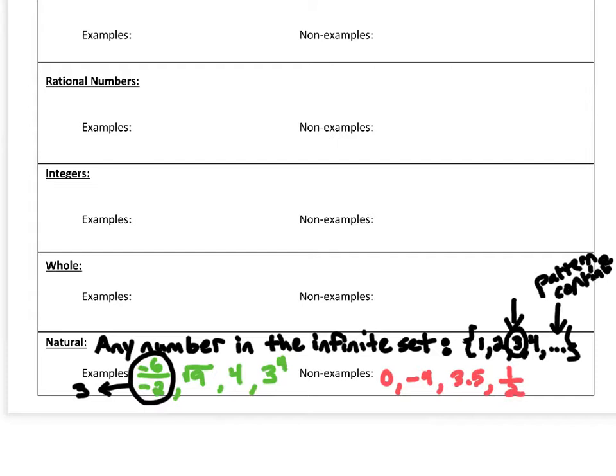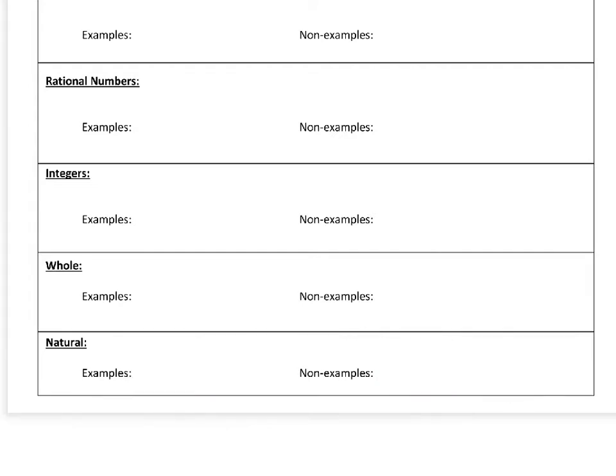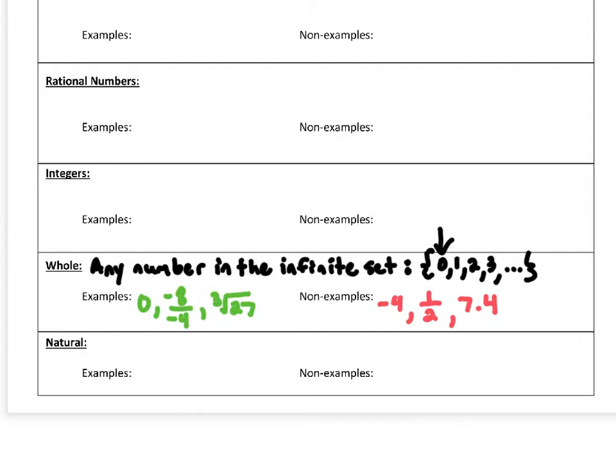So next, we'll move on to whole numbers. Whole numbers are defined to be any number in the following infinite set. And you might be saying, well, this looks identical to the last example, but there is one small difference. That would be the number 0. So basically, wholes can be thought of as the natural numbers plus 0. That's the only difference. If you look in the green, the examples are given there, and in the red, those are some examples of numbers that are not whole numbers.